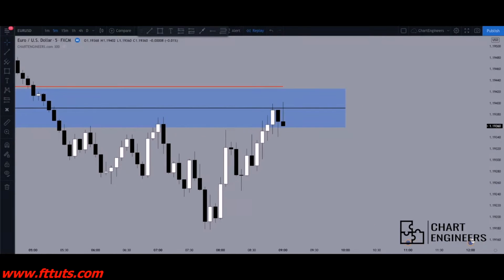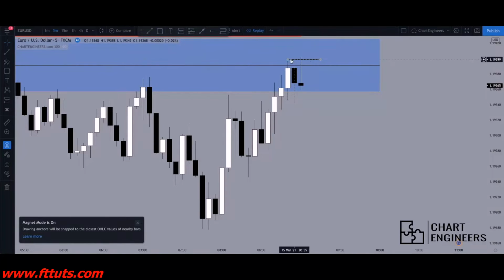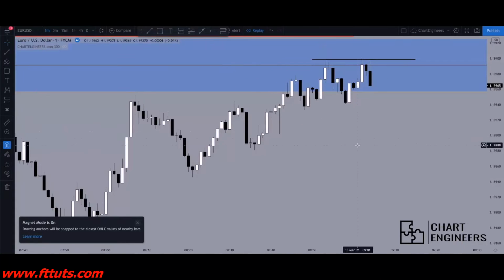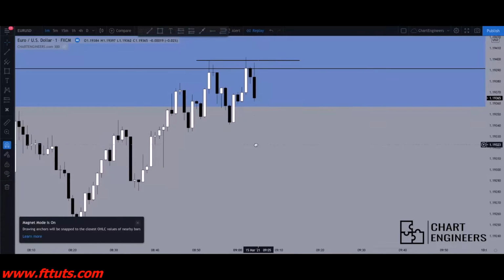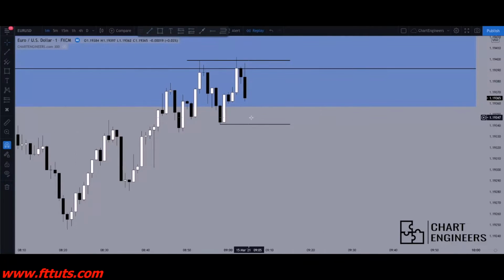So we see that price comes to the 50% level here, and we also have an M5 liquidity raid here. Over here we've got a liquidity raid on your M5 time frame, and then I go to the lower time frame, so the M1 time frame, and I would mark out my most recent market structure low.